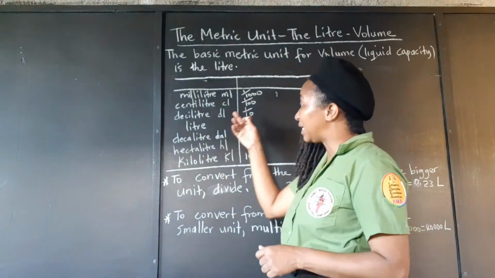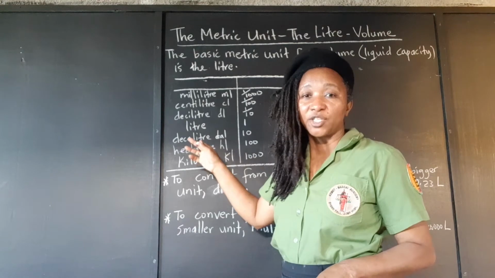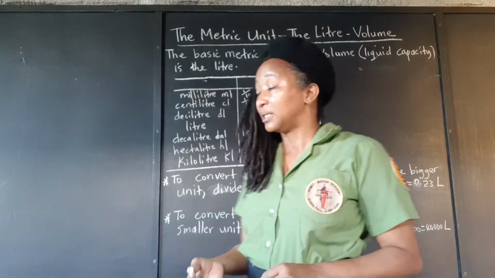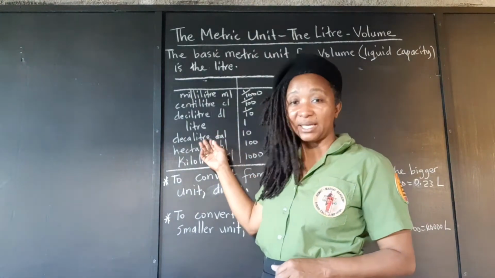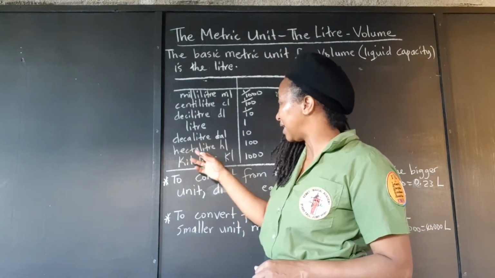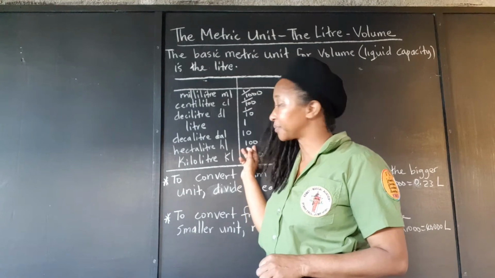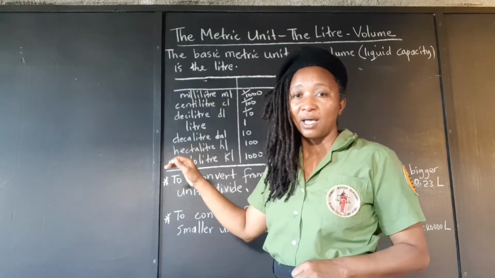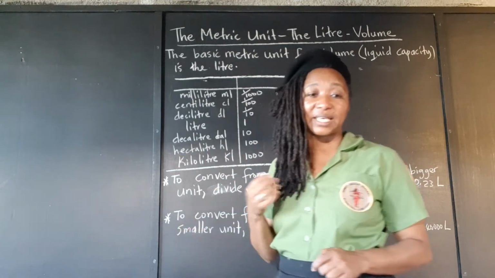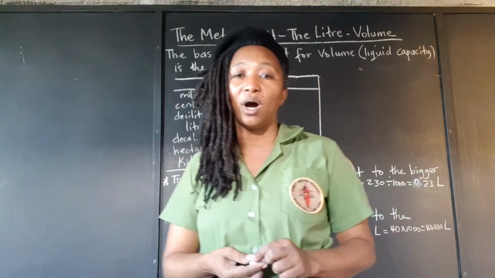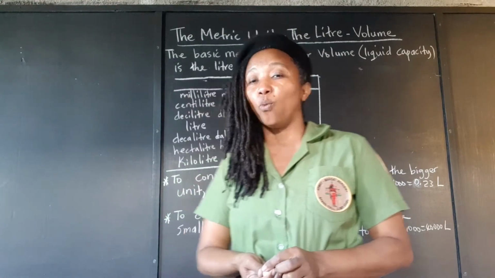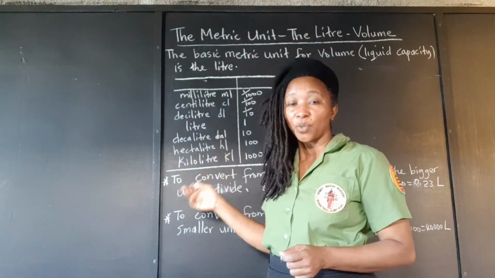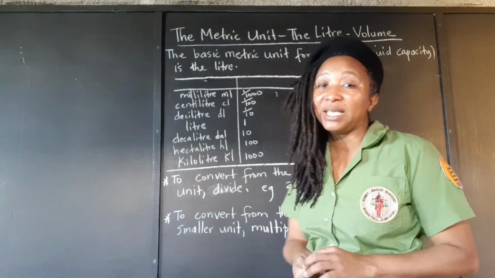Alright, so we go from the liter to the decaliter. The prefix deca indicates 10. 10 liters make a decaliter. Hecta indicates 100. So 100 liters make a hectoliter. And kilo, the prefix kilo, indicates 1,000. So 1,000 liters make a kiloliter. Now, knowing this, we can easily convert from one unit to the next.